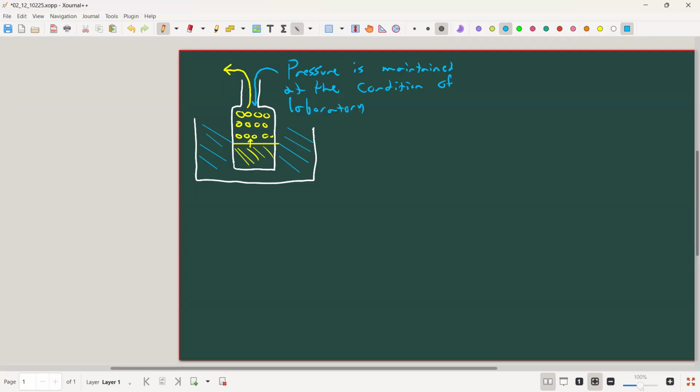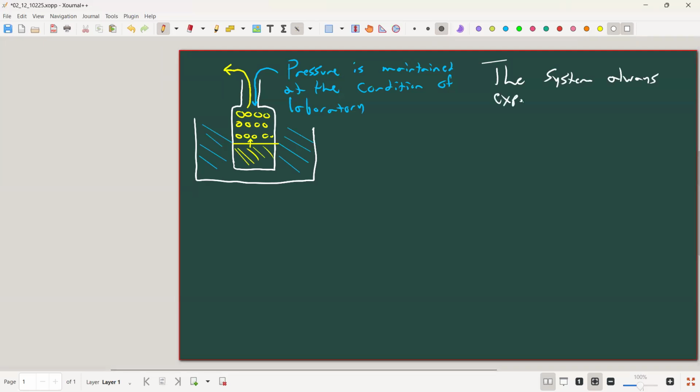You're in synthetic methods, organic methods. So this is at constant pressure. So the system is always at the pressure, always experiences a constant pressure.